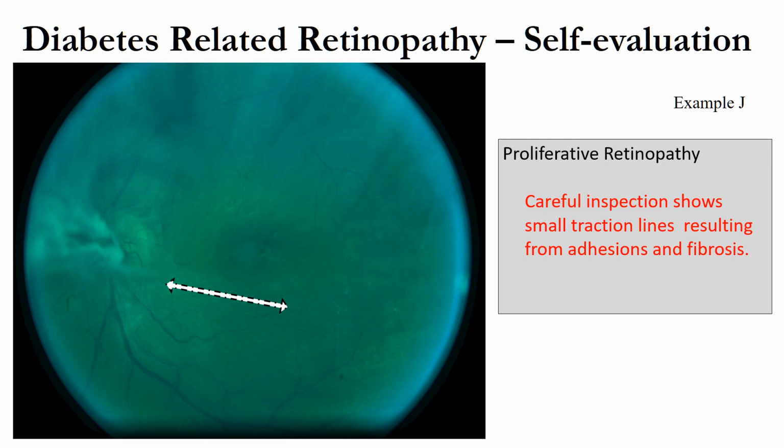In this example of proliferative retinopathy, the arrow shows lines of traction in the region between the macula and the optic disc.